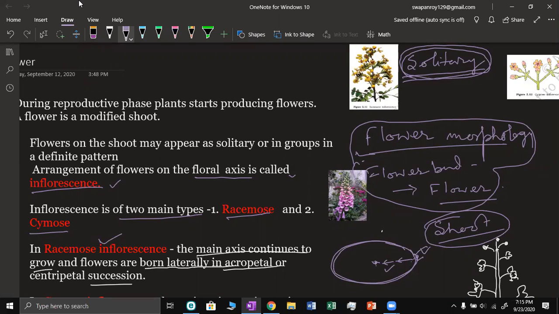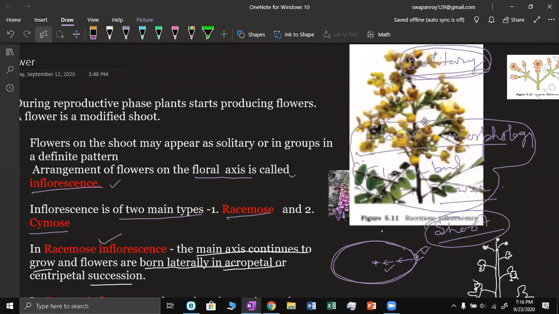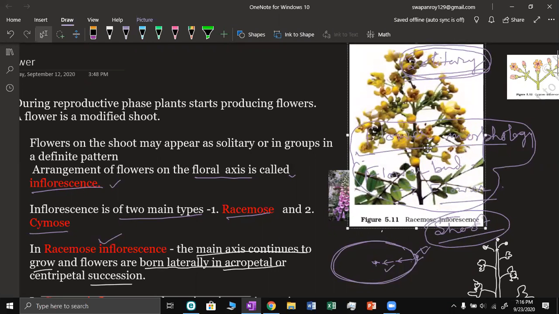Here is also a photograph. You can see that the flowers at the base are opening, and on the branch the young flowers are towards the tip.